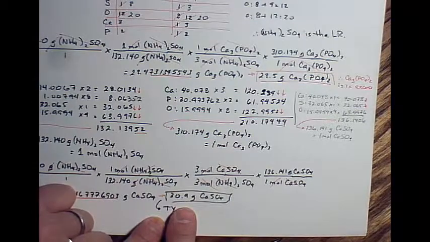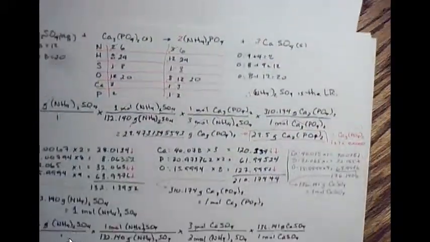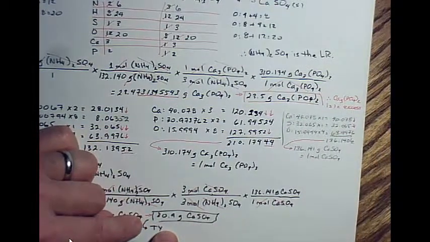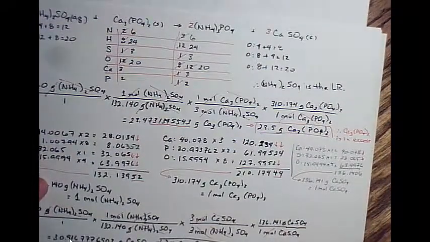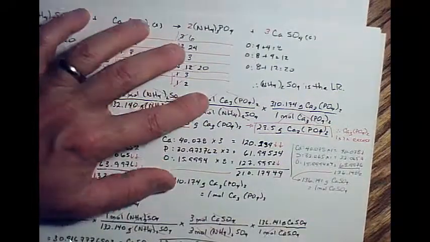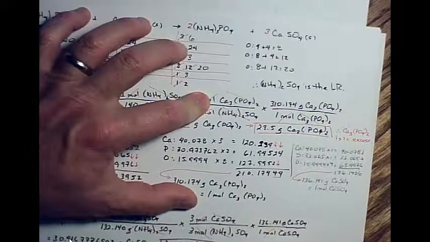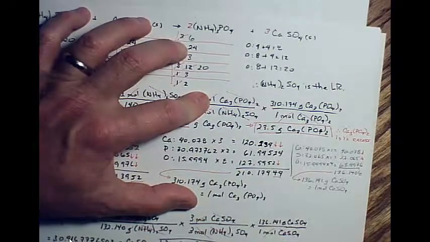All right, so we're going to take that 15 grams of solid that was collected, and we're going to put it over the 30 grams that we calculated as our theoretical yield. Percent yield is always actual yield, which is that 15 grams, the amount collected, over the theoretical yield times 100. So it's 15 grams of calcium sulfate over 30.9 grams of calcium sulfate. Okay? Then times 100.